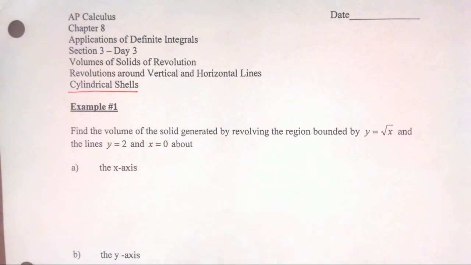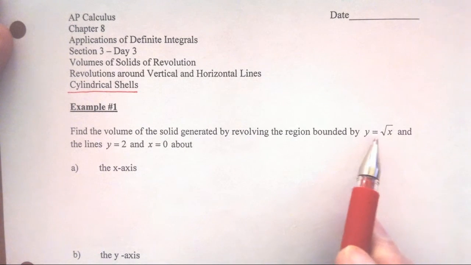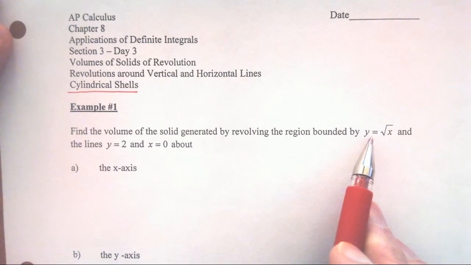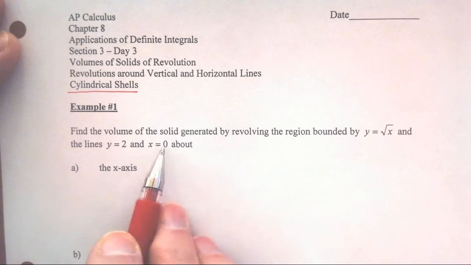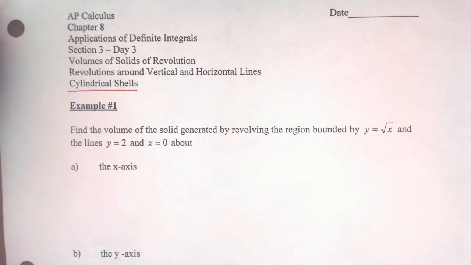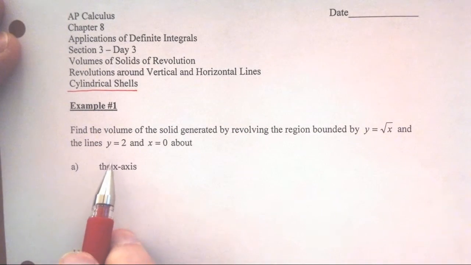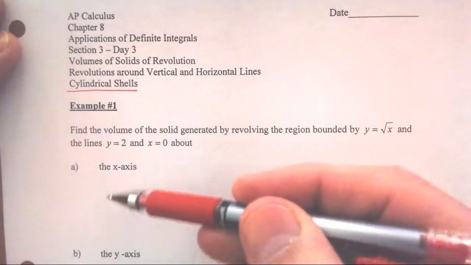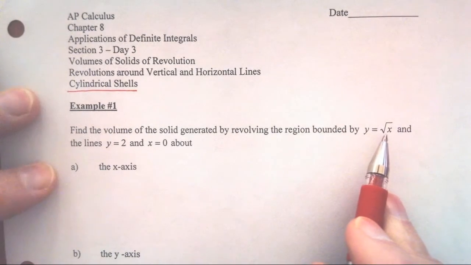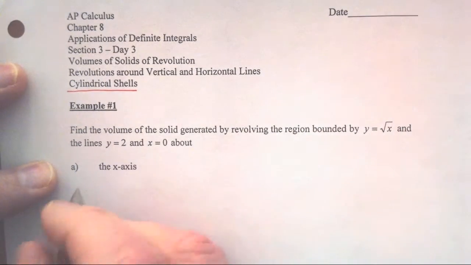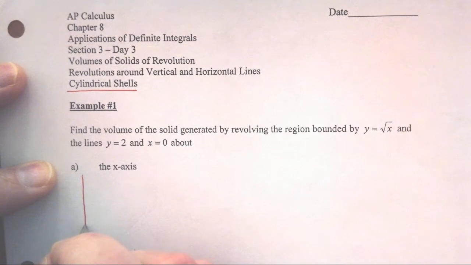Okay, let's get started. Find the volume of a solid generated by revolving the region bounded by, we have to make certain that we're getting the correct regions, y equals square root of x, the line y equals 2, and x equals 0. Quit cheating yourself with small graphs. Okay, so we're going to rotate about the x-axis, so I need to leave some room down below for what my graph looks like. So let's build our graph.